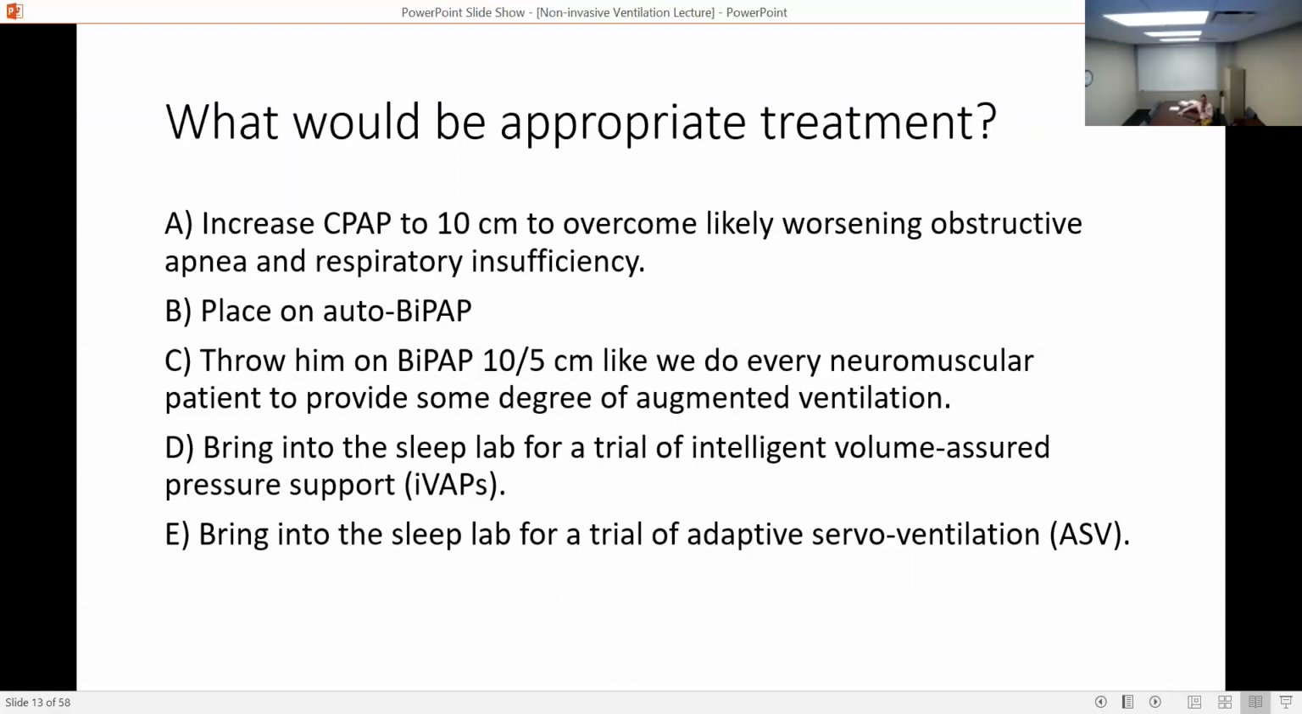Alphabet soup and everything of these different therapies. Next slide.